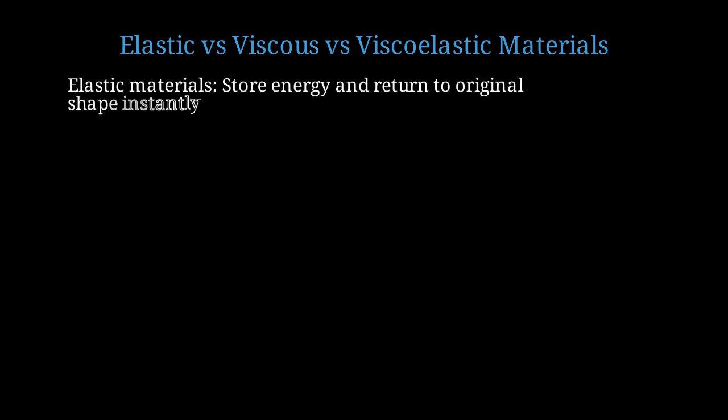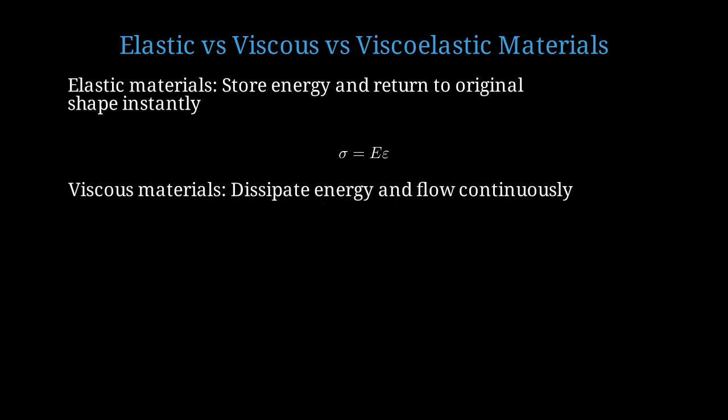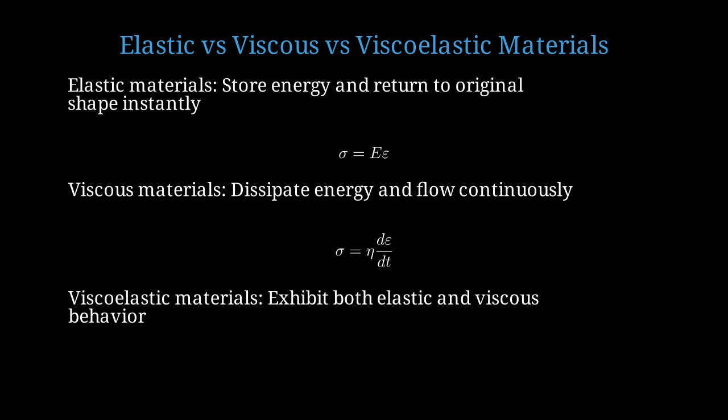An elastic material, like a rubber band, stores energy when deformed and returns to its original shape almost instantly when the stress is removed. The stress is directly proportional to strain. This is Hooke's law. Stress equals the elastic modulus times strain. A viscous material, like honey, dissipates energy as heat and flows continuously under stress. The stress is proportional to the rate of strain. This is Newton's law of viscosity. Stress equals viscosity times the strain rate. Viscoelastic materials like cheese exhibit both elastic and viscous behavior. They can store energy like a solid and dissipate energy like a liquid, depending on the timescale of deformation.